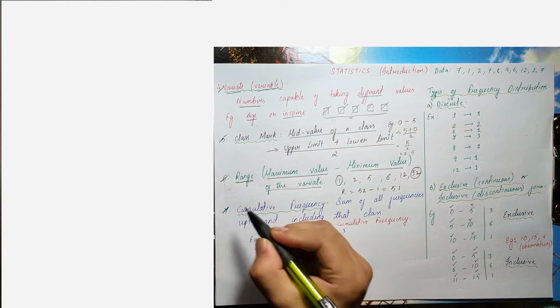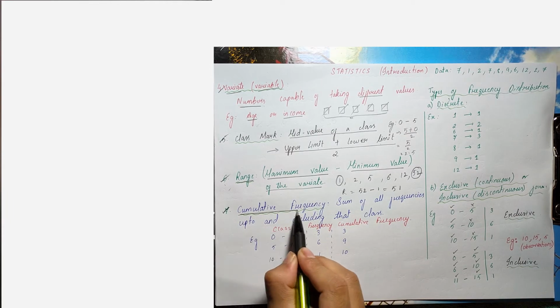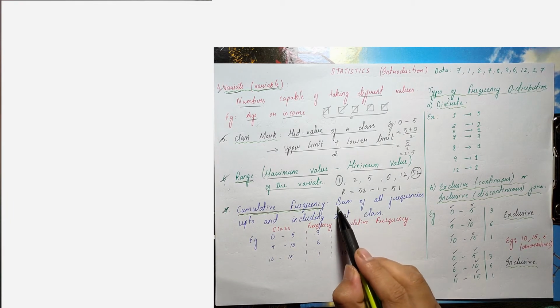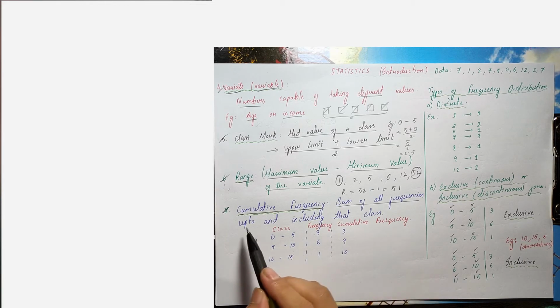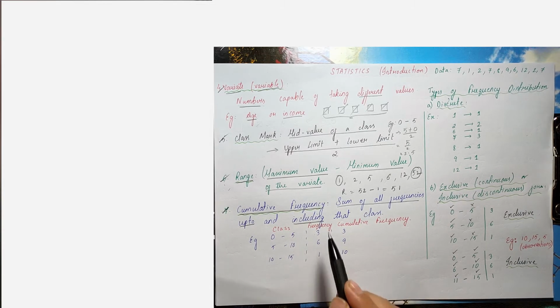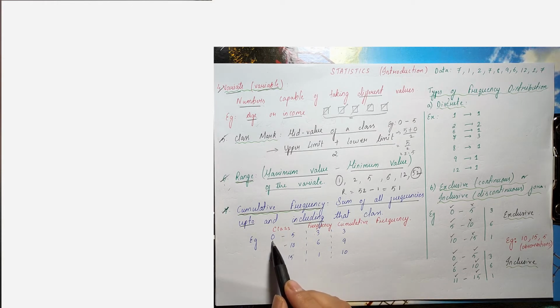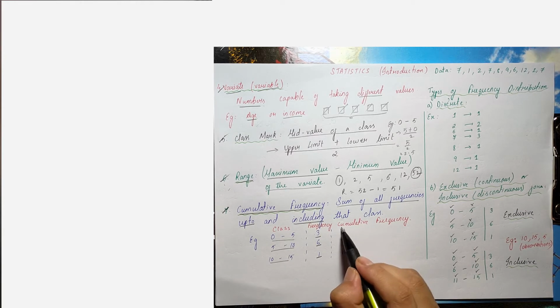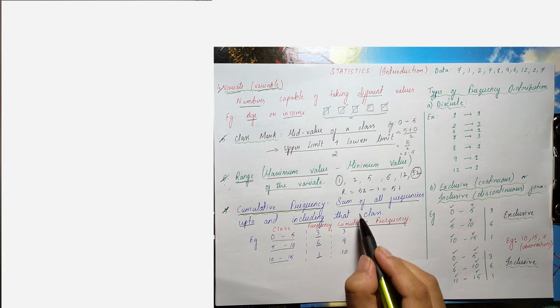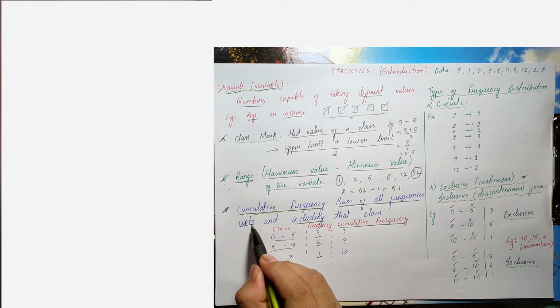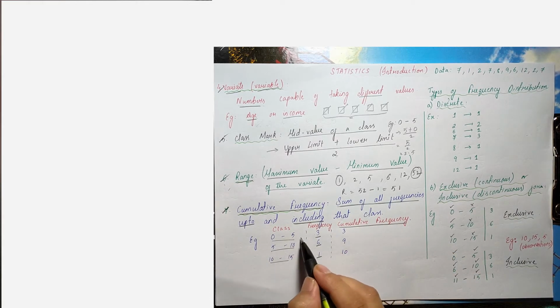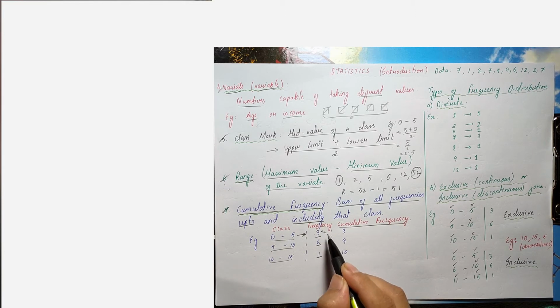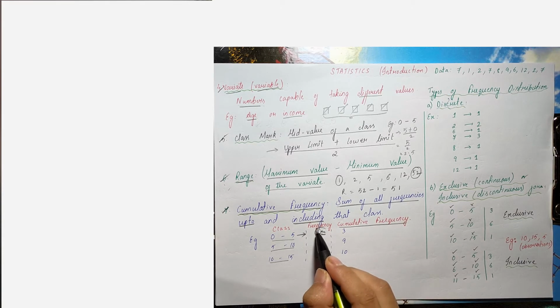Let us look at now the seventh term, that is cumulative frequency. Now cumulative frequency is defined as sum of all frequencies up to and including that class. Let's take an example. Let's take classes 0 to 5, 5 to 10, 10 to 15 with frequencies 3, 6, 9. So the cumulative frequency will be sum of all frequencies up to and including that class. So for this class, it will be up to and including this class. So up to this class is the same class, including again the same class.